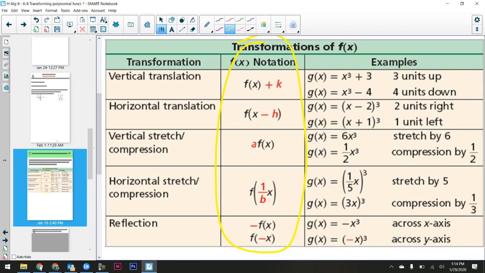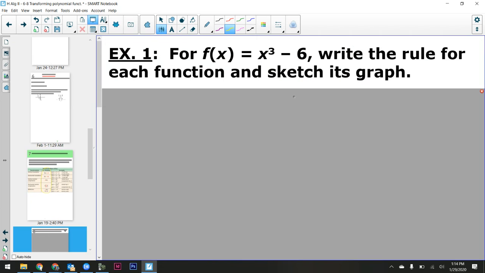Where, again, the difficulty is not in, maybe that's the evil version, right? That would be more like the evil version. The difficulty does not lie in what we do, but how we simplify it, okay? So that's what we're going to be looking at. All right. So our original function is x to the third minus 6. Write the rule for each function and sketch its graph.